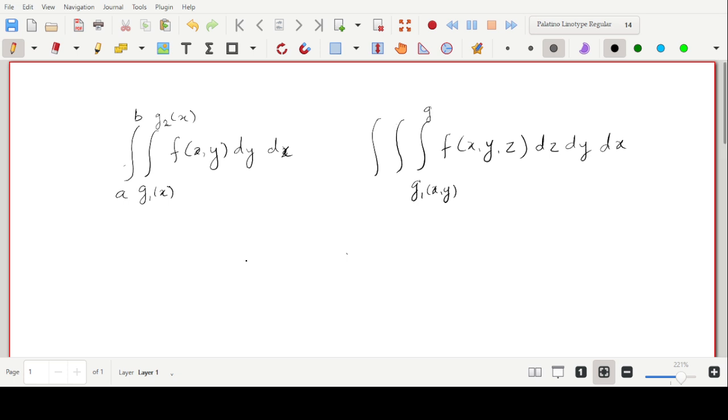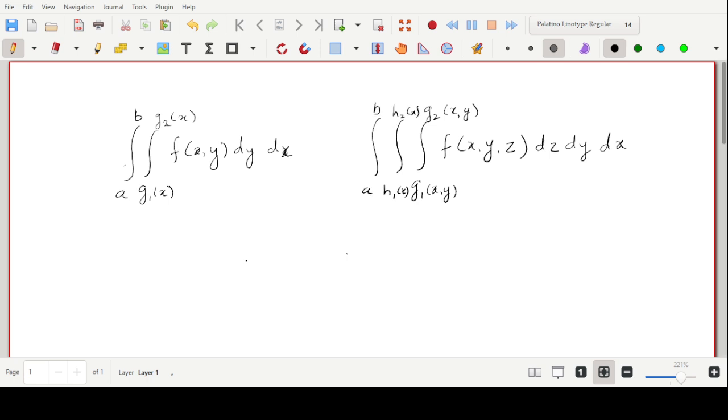In general, g1 of x comma y, g2 of x comma y. The limits of y will be functions in x alone, h1 of x, h2 of x, and the limits of x will be constants a and b.